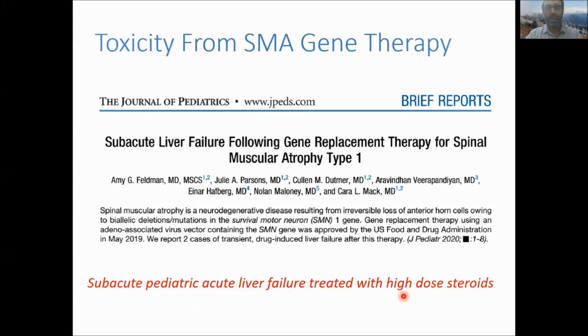And subsequently to FDA approval, this report from the Journal of Pediatrics described liver failure weeks out from the actual vector administration, treated successfully with high-dose steroids. But this kind of thing, while it was on the label for the drug, it really illustrated the clinical experience, how some patients were having kind of a severe liver toxicity related to the high-dose AAV9 to treat their SMA.